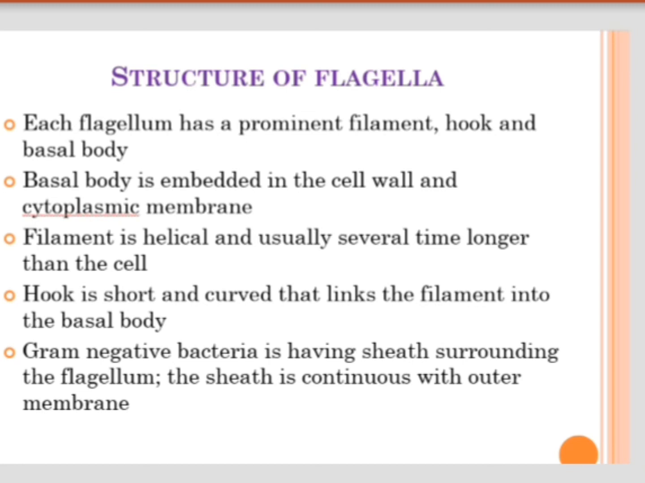So flagella is composed of three main parts. The outermost tip part is called the filament. The middle portion is the hook, and the basal part is the basal body. It is seen in the cell wall or the cytoplasmic membrane. And filament is the very long, helical part, several times longer than the cell. And hook is a very short curved portion that helps to connect the filament to the basal body.